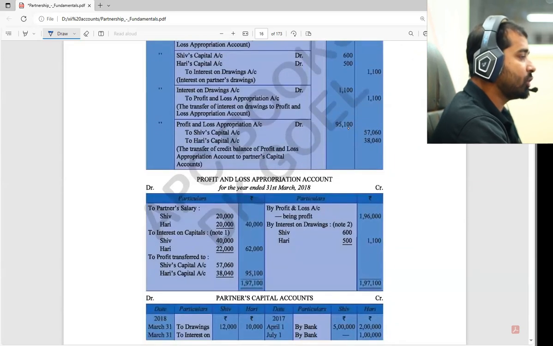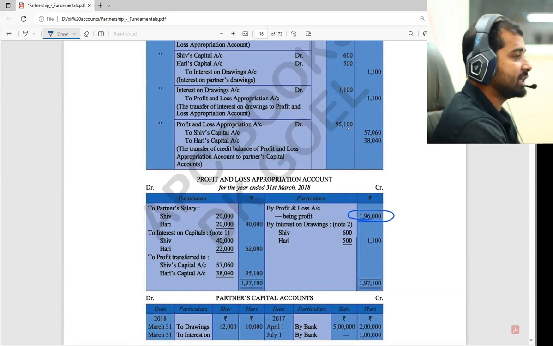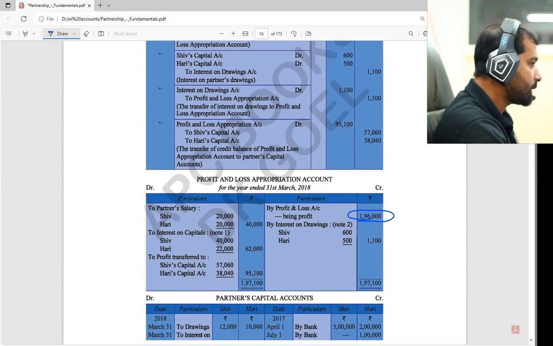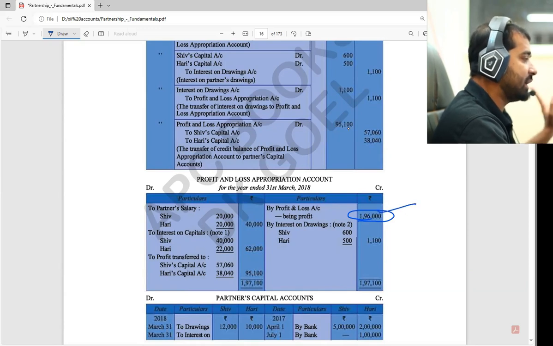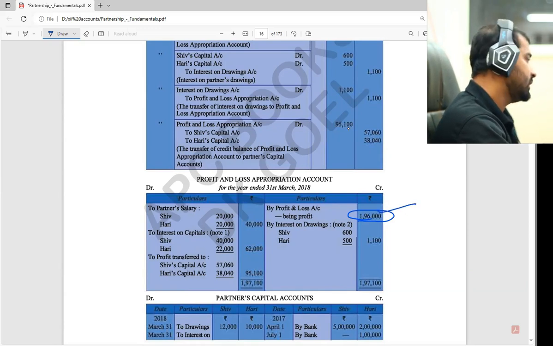So profit, how much did you get? If you can see here, 1,96,000 as per the question. Have you written the full question? Yes, I wrote it. That profit, you check that in the profit and loss appropriation account. I have profit as 1,96,000. I have written it on that side. Correct. Done.